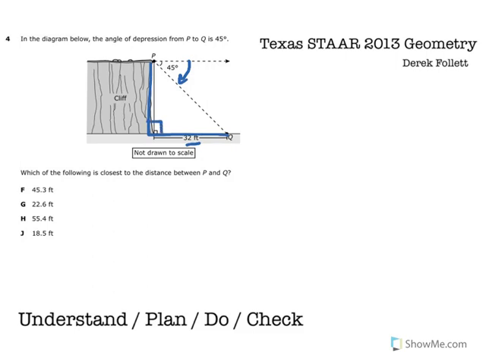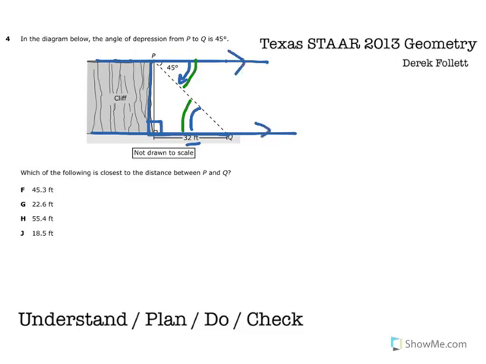And if I know that angle of depression is 45 degrees, I know that this has to be a horizontal, and I'm going to assume the ground is horizontal. So this angle here has to be 45 degrees, because this angle and this angle, the two green angles, are alternate interior angles, and these lines are parallel.